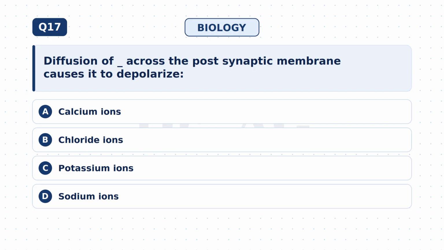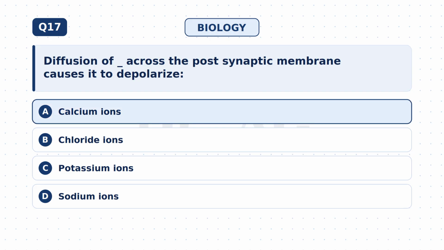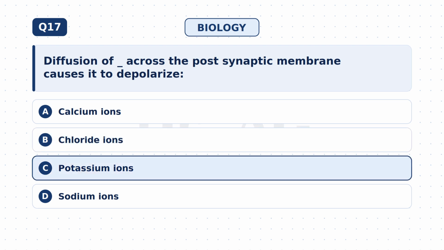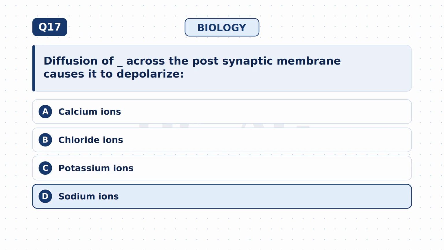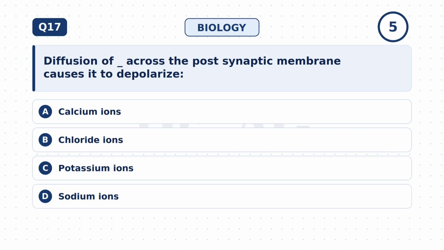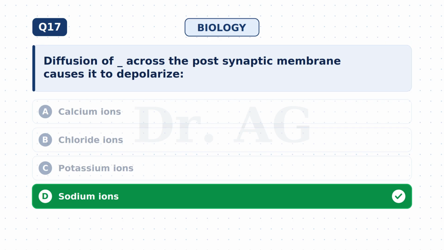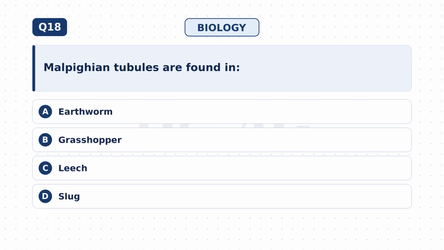Question 17. Diffusion of blank across the postsynaptic membrane causes it to depolarize. Option A. Calcium ions. Option B. Chloride ions. Option C. Potassium ions. Option D. Sodium ions. The correct answer is D. Sodium ions.